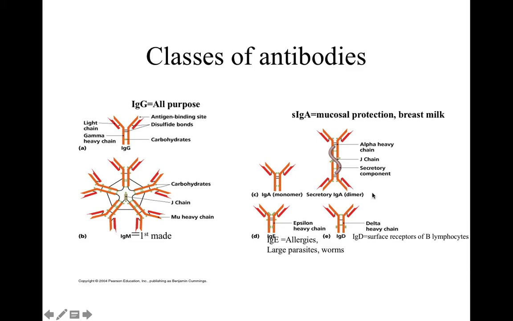Okay, and then folks, this last one, IgD, they find it is a surface receptor on B lymphocytes. I think there's still kind of a question as to why the D, but it can act as one of the surface receptors on B lymphocytes. It will bind to antigens, right, and help to activate the B lymphocytes.